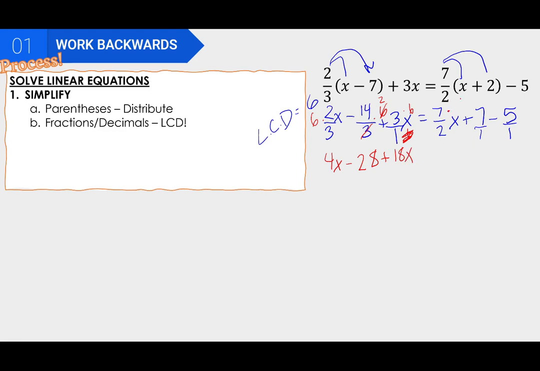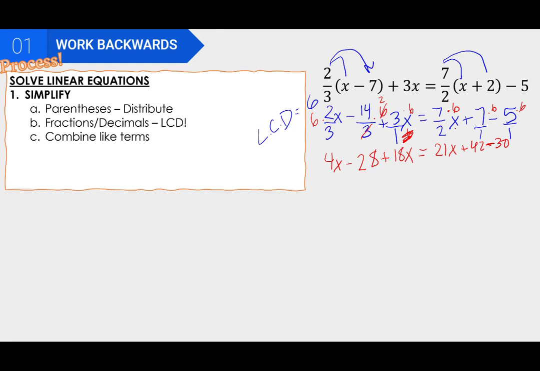Here we multiply by 6. On the right hand side, 7 times 6 is 42, divided by 2 is 21x. Isn't it nice to multiply the tops by 6? And we get 42 minus 30. So that gets all the denominators gone away, and we're just looking at whole numbers or integers in our problem.